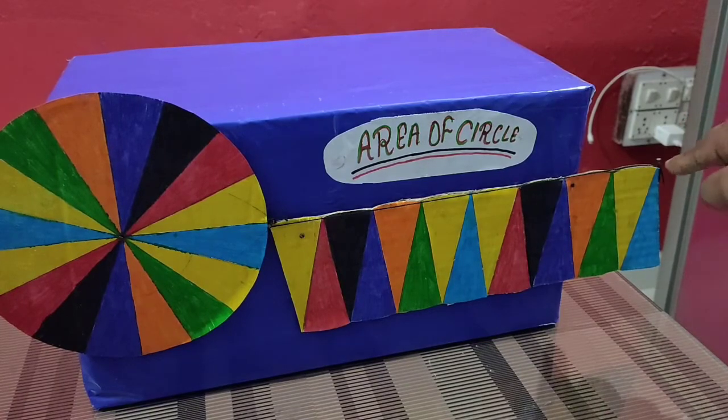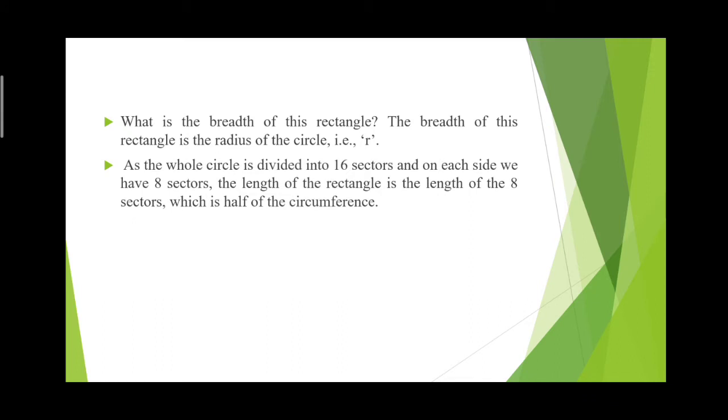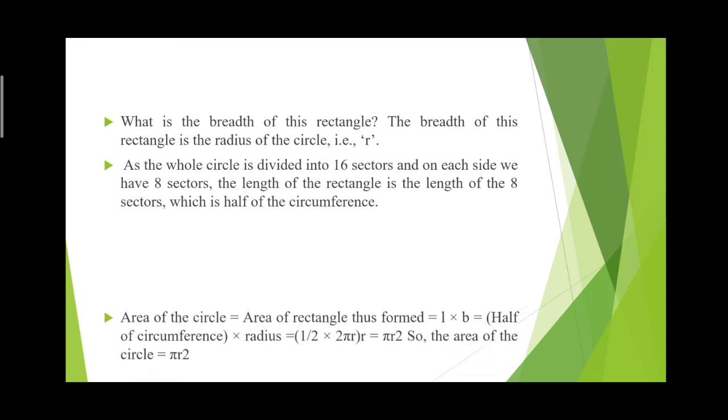Now let's derive the formula. What is the width of this rectangle? The width of this rectangle is the radius of the circle, that is r. As the whole circle is divided into 16 sectors and on each side we have 8 sectors, the length of the rectangle is the length of the 8 sectors, which is half of the circumference.